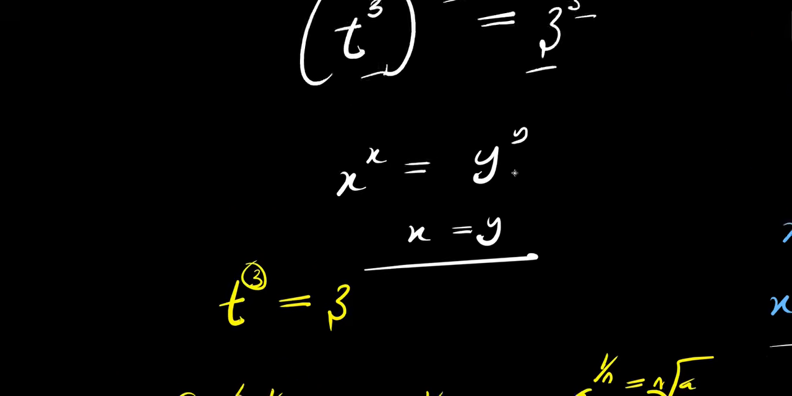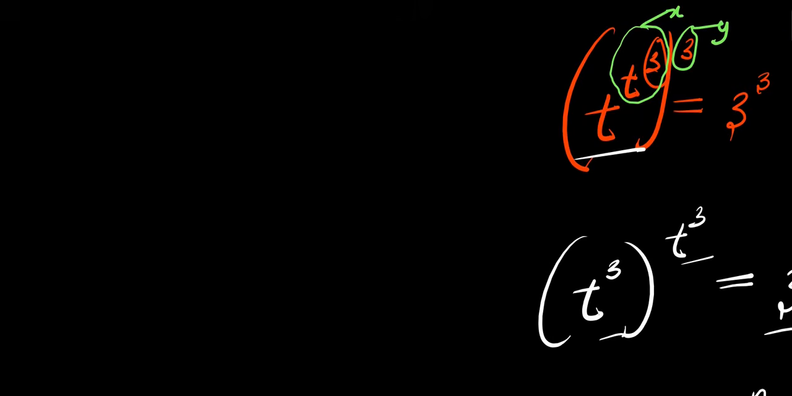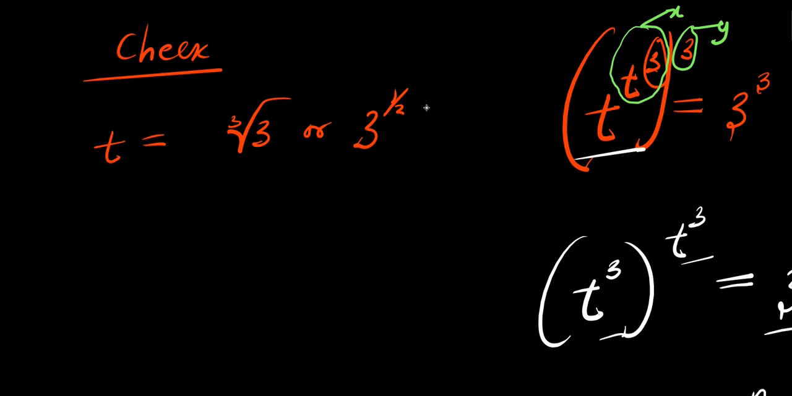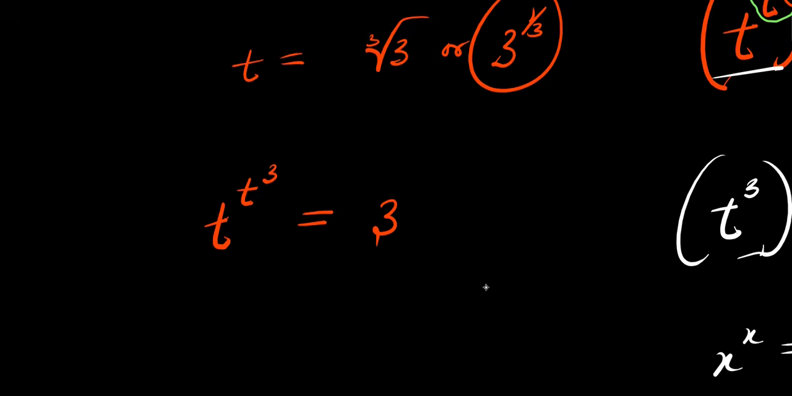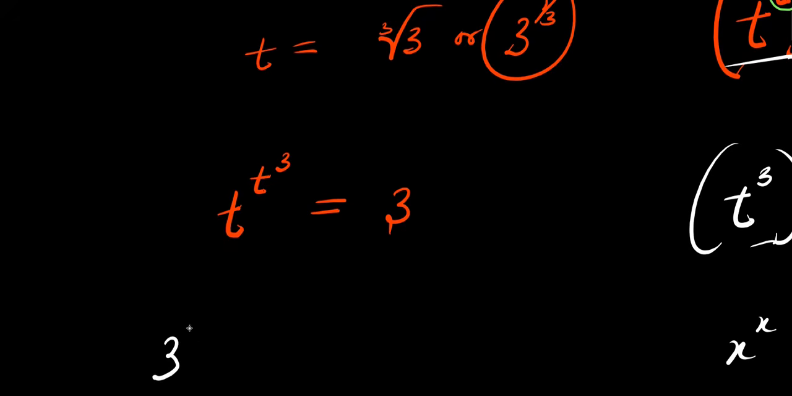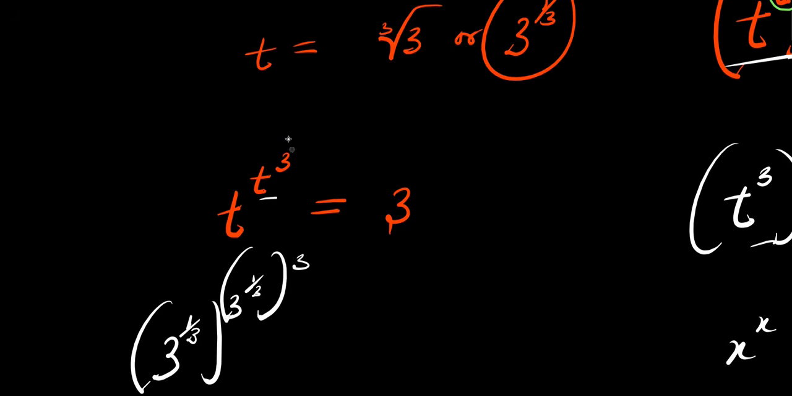And the two methods are, this one is very short. You can check. Remember our t is the cube root of 3 or 3 power 1 over 3. Then we have t power 3 equals 3. I can make use of this for t. I will have 3 power 1 over 3. That's my t here. Raised to the power of 3. That is the 3 here. And this equals 3.